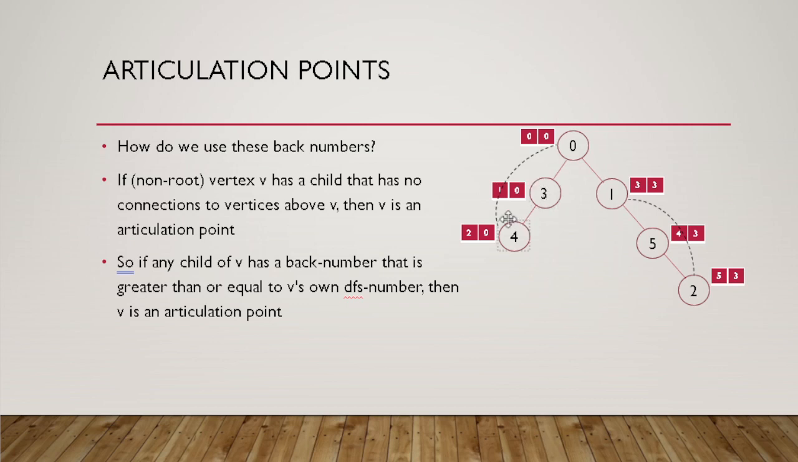Okay. If I look at vertex 4, can any child of 4 have a back number that's greater than or equal to V's own DFS number? Well, no, because it doesn't have any children. So that one's not even worth thinking about.